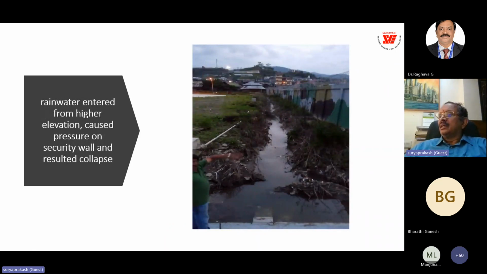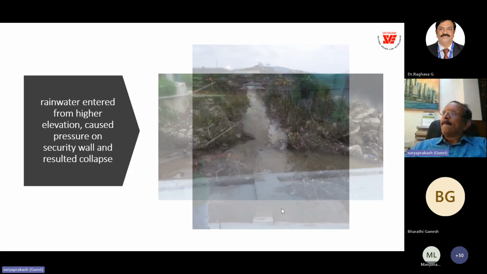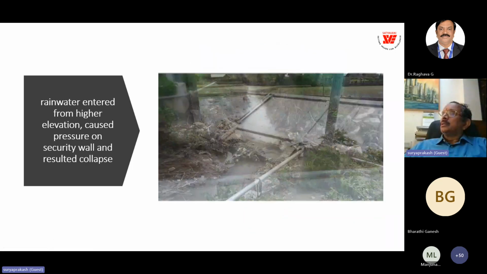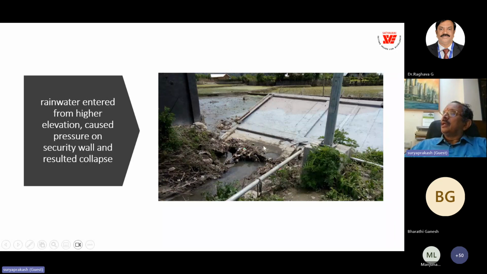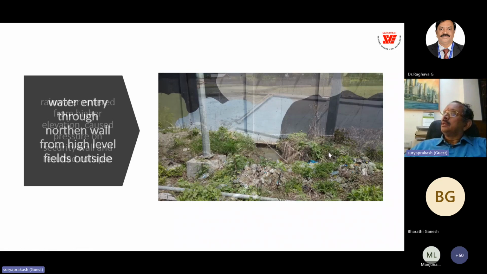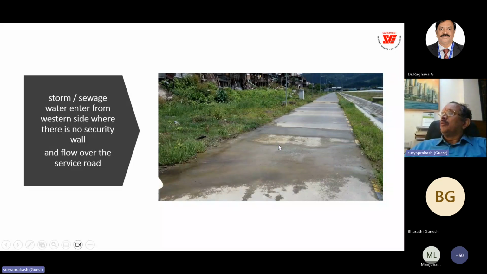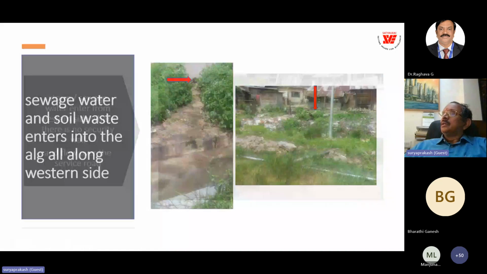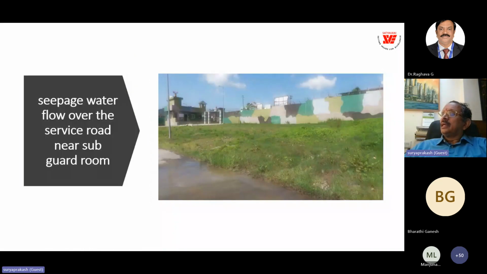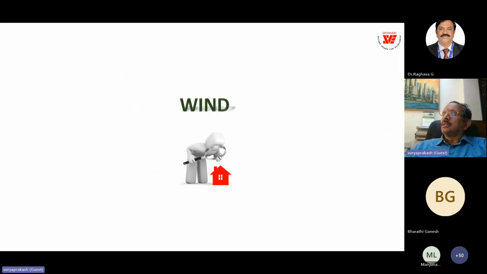So the detailing, the implementation of the bar bending schedule and the provision of the reinforcement, this is the failure of the wall. You can see the failed wall. This is the clear picture of the collapse on the corner. And this is the flooding that was happening because there is no wall on the encroached side. We built the wall. So we did a detailed study and analyzed the cause of the failure.